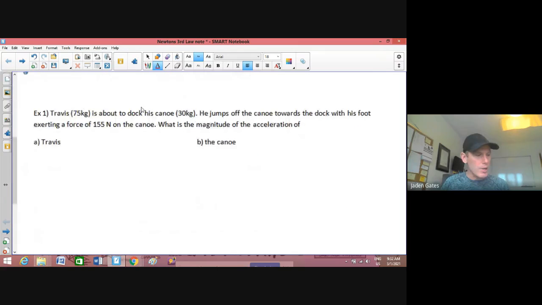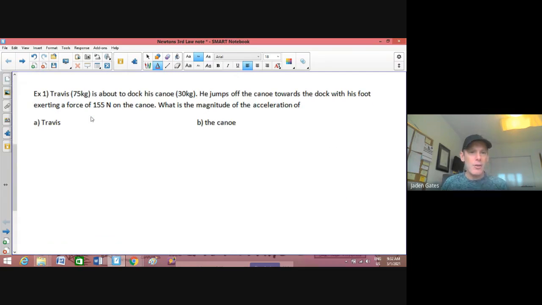Here's a classic example of Newton's third law. Travis, who's 75 kilograms, is about to dock his canoe, which is 30 kilograms. He jumps off the canoe towards the dock with his foot exerting a force of 155 newtons on the canoe. What is the magnitude of acceleration of Travis and of the canoe? Now, we're going to use two laws here. Again, Newton's laws are all about forces, so they're all intertwined.